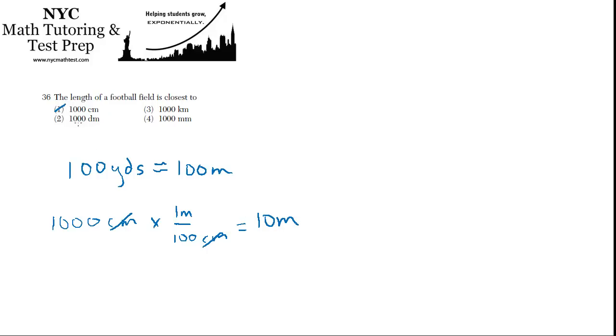How about 1,000 decimeters? That's going to do it. 1,000 decimeters, a decimeter is a tenth of a meter. So for 1 meter, there are 10 decimeters. That's going to equal 100 meters. So that's the best choice.